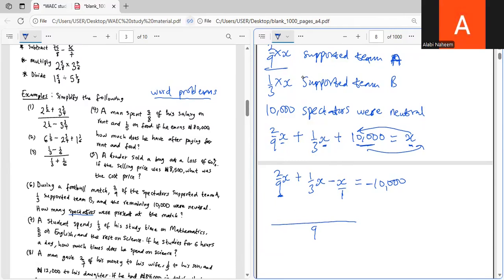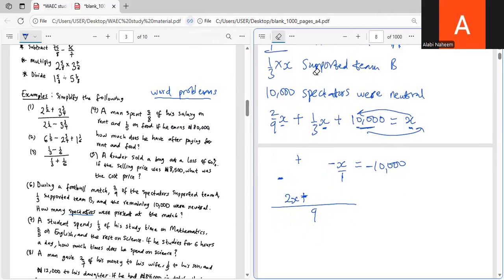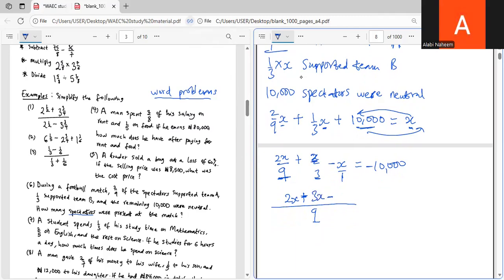9 divided by 9 is 1, times 2x, 2x. Take note that the numerator here is not just 2, it is 2x. Let me write it better so you can understand. The numerator is actually 2x, not 2 only. It is 2x over 9 plus x over 3. So 9 divided by 9, 1 times 2x, 2x. 9 divided by 3, 3 times x, 3x, minus 9 divided by 1, 9 times x, 9x, equals minus 10,000. Take note, minus 10,000.